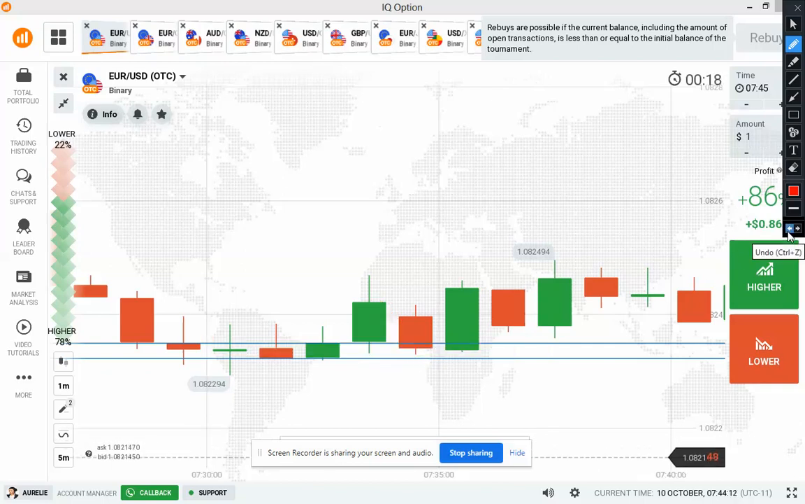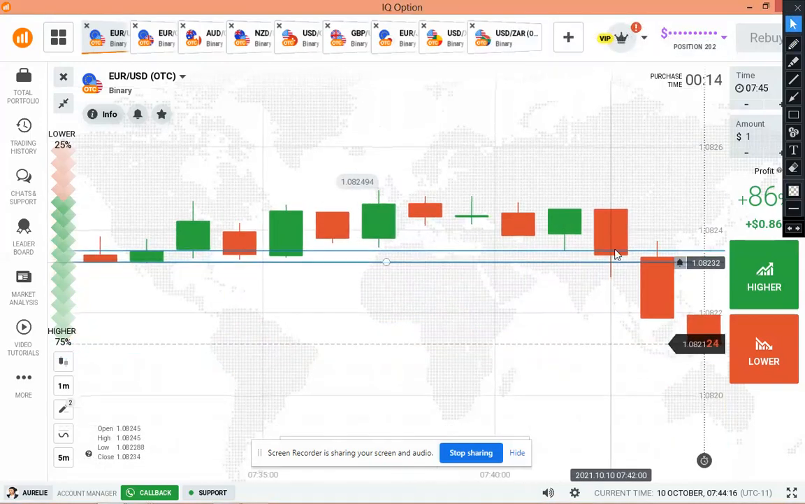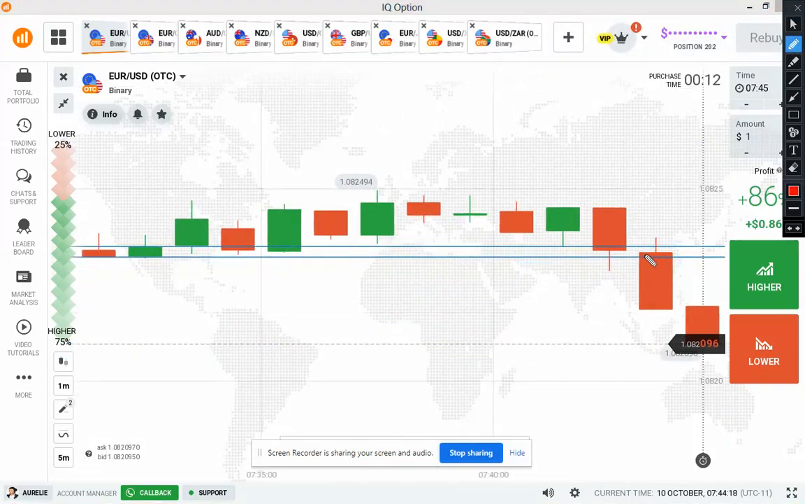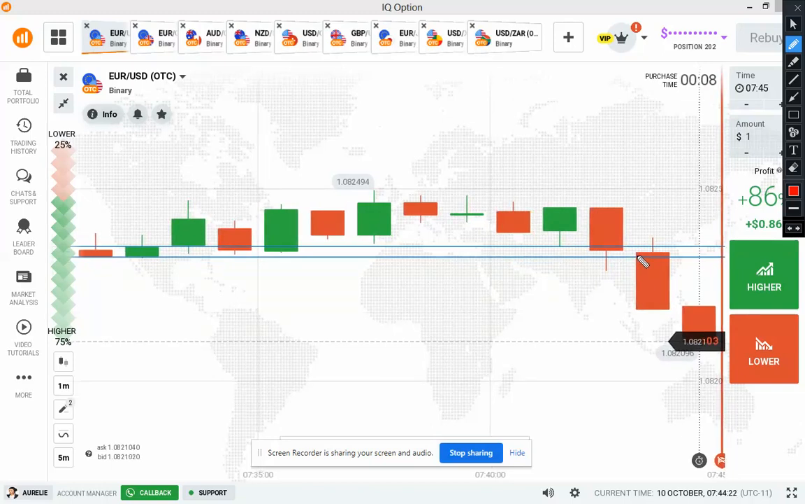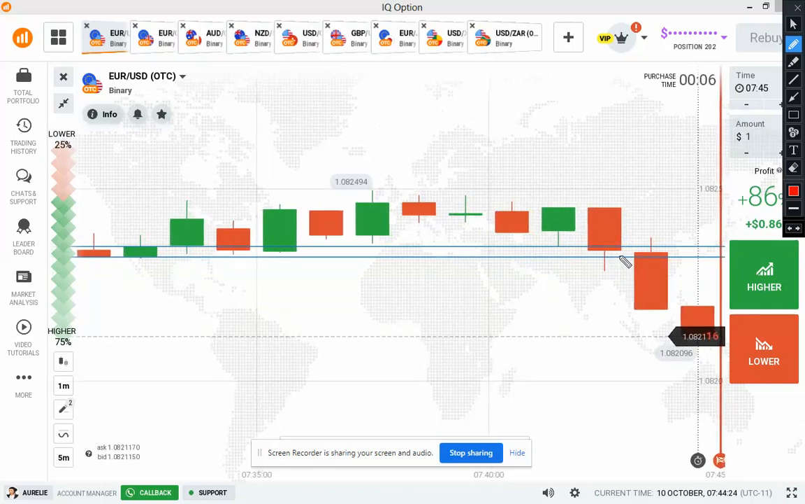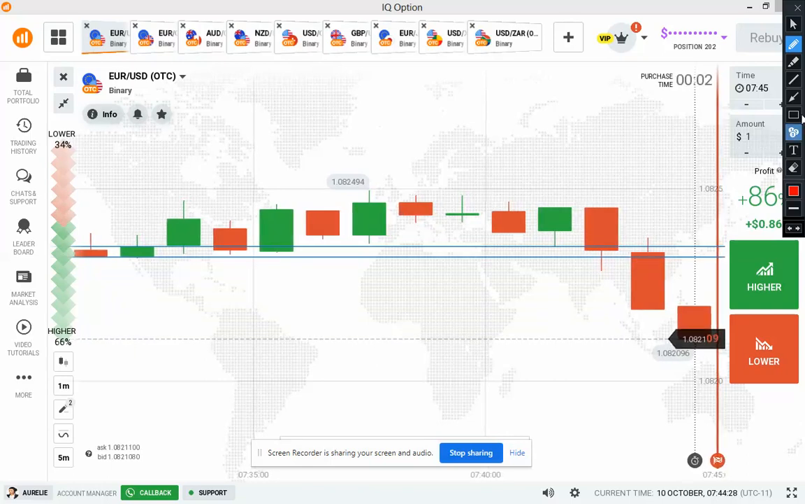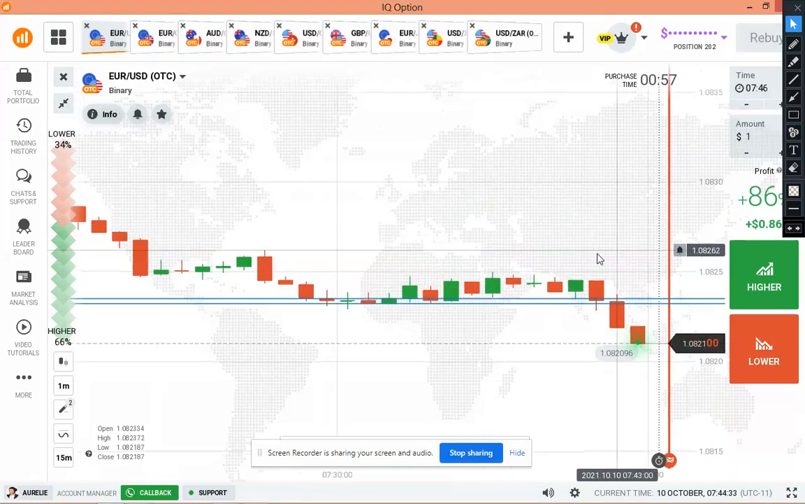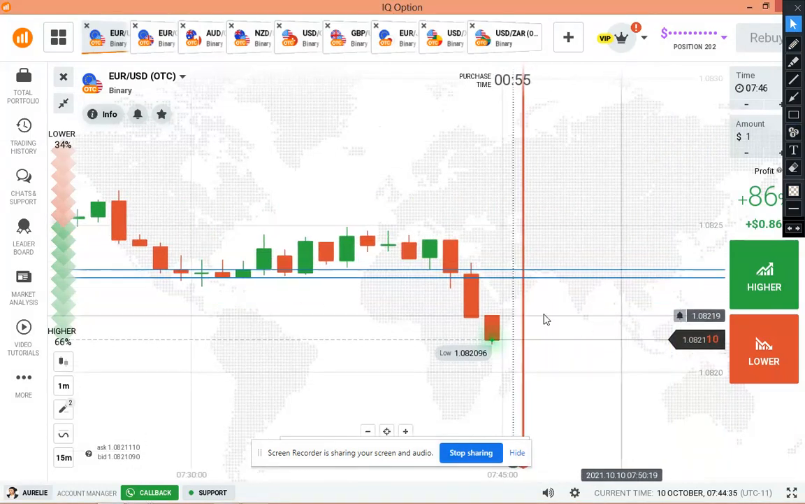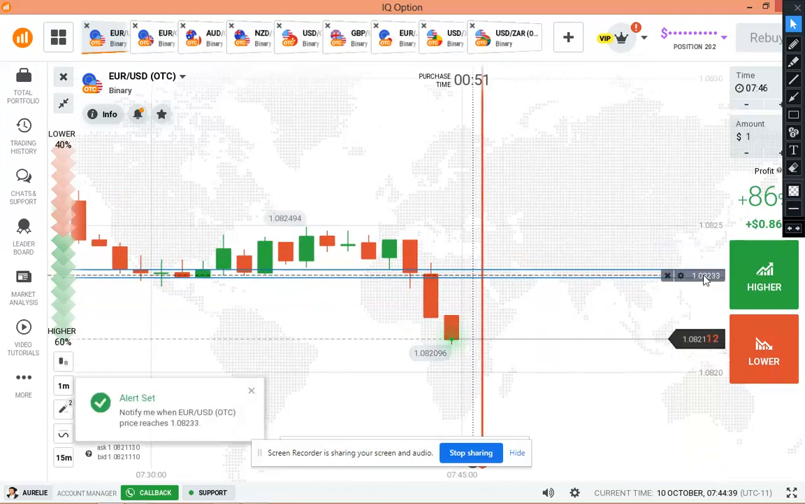Then if you look forward, on the right side, you see that sellers entered again. But instead of buyers entering the market, there's no sign of buyers. So as there's no sign of buyers, which means the sellers are very strong at the moment, what you have to do in this case is create an alert on this level.